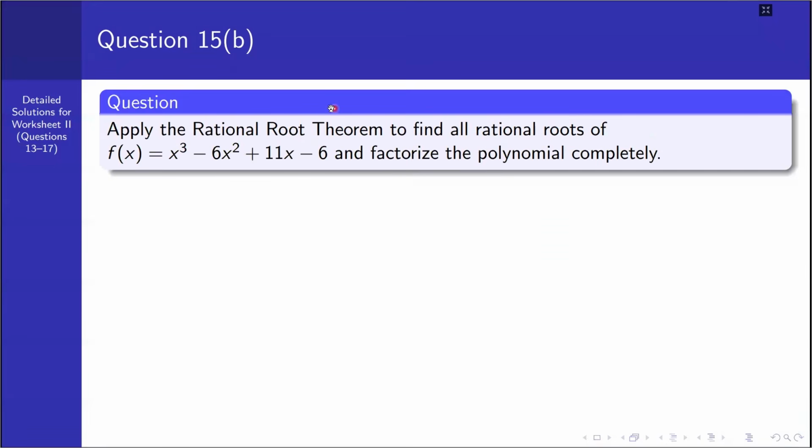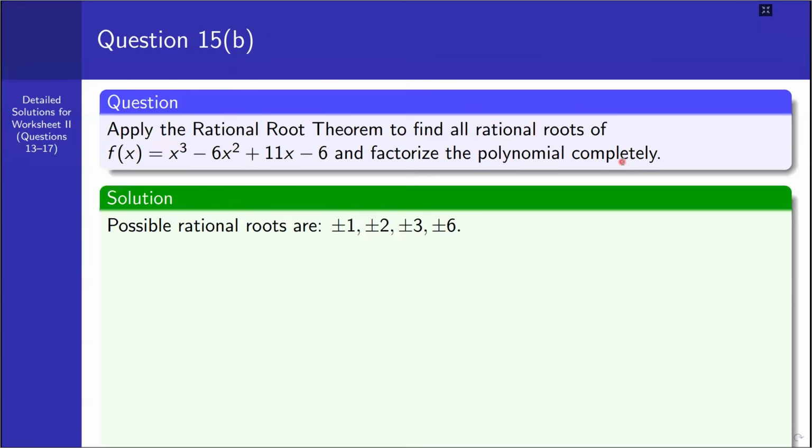Question number 15b, that is the next question. Apply the rational root theorem to find all rational roots of f of x equal to this cubic polynomial function and factorize the polynomial completely. Okay, the possible rational roots are, we know that in the first case, the polynomial function is a polynomial function over integers, because all the terms or coefficients are integers. So the constant term here is minus 6, the leading coefficient is 1.